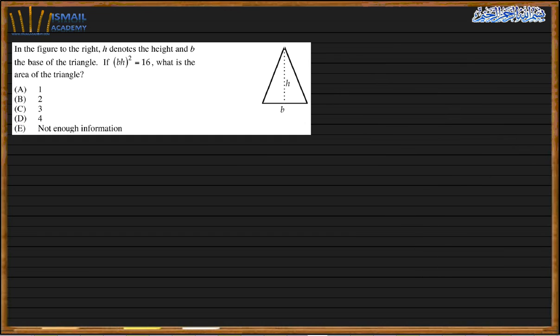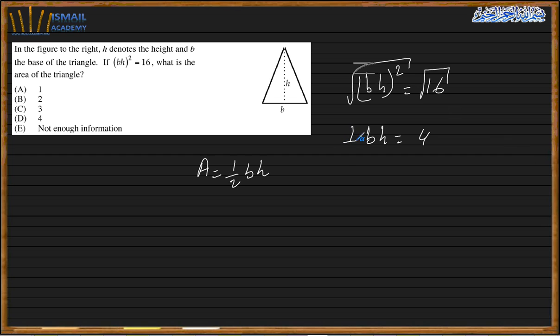Next question. In the figure to the right, h denotes the height and b is the base. But here they give us bh squared is 16. So what is the area of the triangle? Let me take the square root, because I know that the area of a triangle is half base times height. I already have base times height. What I need is just the half. You see, I take the square root. I got bh equal 4, multiplied by half. So this is the area. 4 over 2 is 2, and B is my choice.